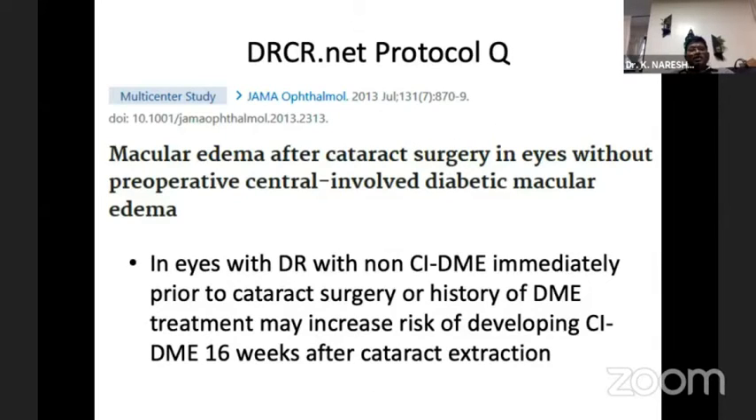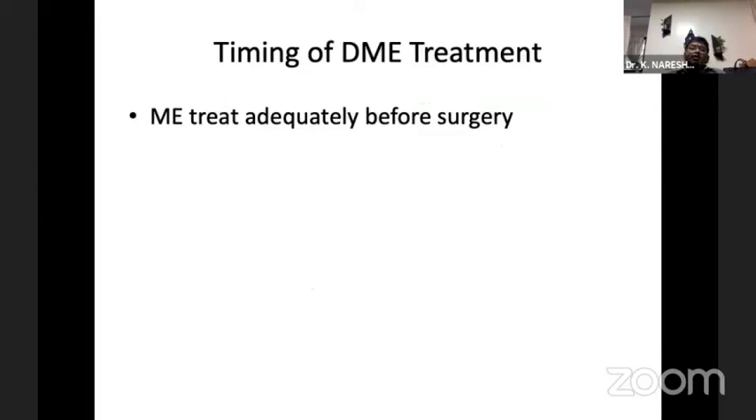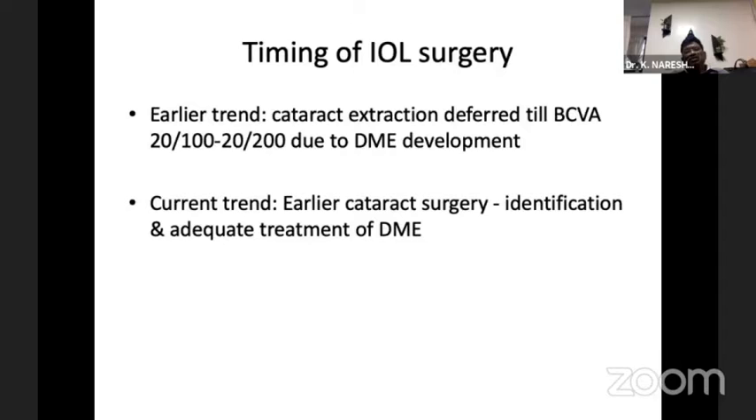This is one of the multi-centric studies from DRCR.net, in eyes with diabetic retinopathy with non-center-involving DME immediately prior to the cataract surgery. The treatment may increase the risk of developing center-involving DME 16 weeks after the cataract extraction. So regarding timing of diabetic macular edema treatment, you can treat the macular edema adequately before the surgery. There are 2 trends actually.